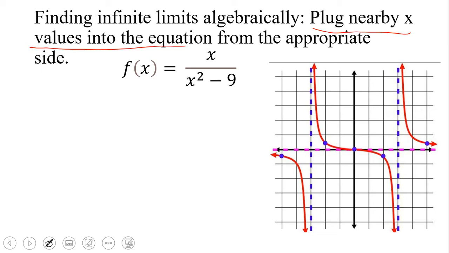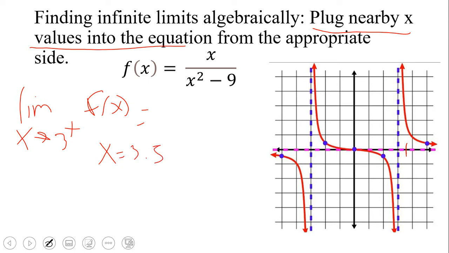So what does that actually mean? Well, let's say that you were trying to find the limit as x goes to 3 from the right side of this function. You would essentially pick a number that was close to 3, approaching it from the right-hand side. So let's say maybe 3.5. If you were to choose a value of 3.5, you would literally plug it in. So 3.5 over 3.5 squared minus 9. If you were to calculate the top number, you would get 3.5. If you were to calculate the bottom number, you would get 3.25.